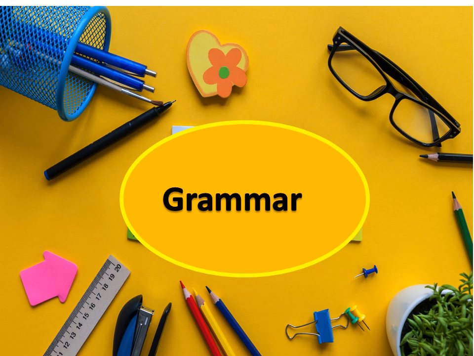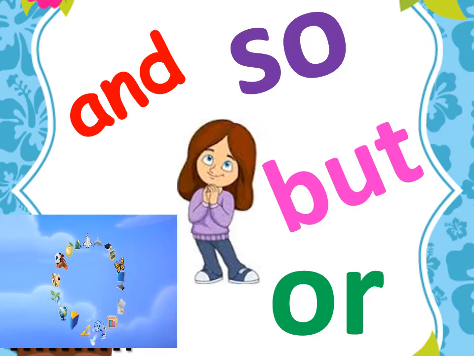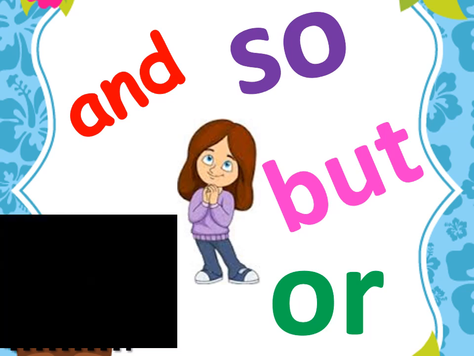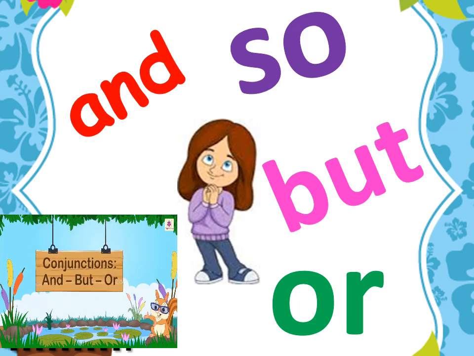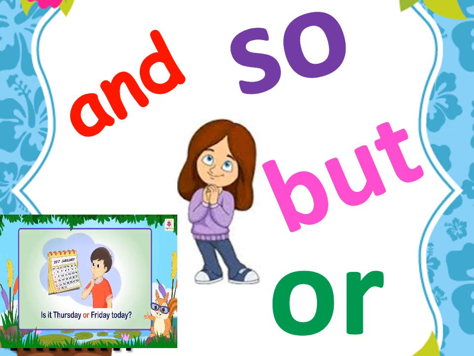Here we have a grammar rule. Our grammar is about and, so, but, or. Conjunctions: and, but, or. Look at these sentences. The dog is a faithful and intelligent animal. I want to go to play, but I am sick. Is it Thursday or Friday today?